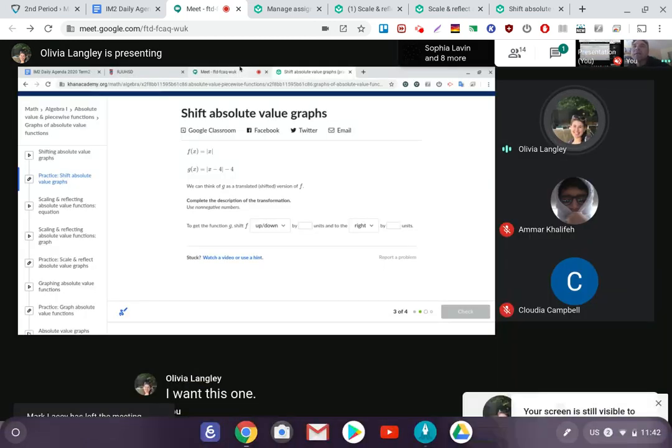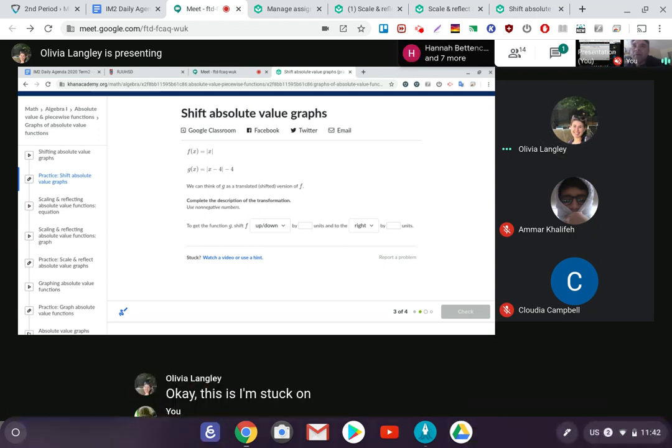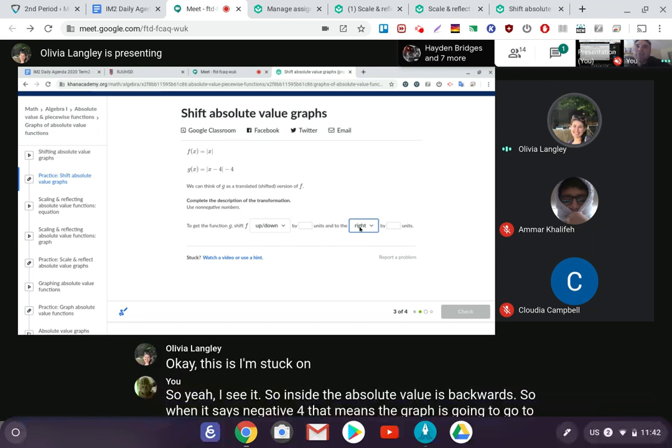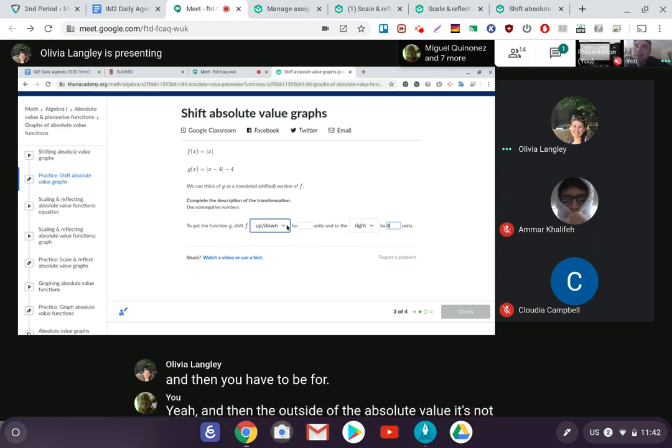Okay. So this is the one I'm stuck on. Yeah, I see it. So inside the absolute value is backwards. When it says -4, that means the graph is going to go to the right 4. So go ahead and put right 4. And then the outside of the absolute value, it's not backwards, it's normal. This is down 4.